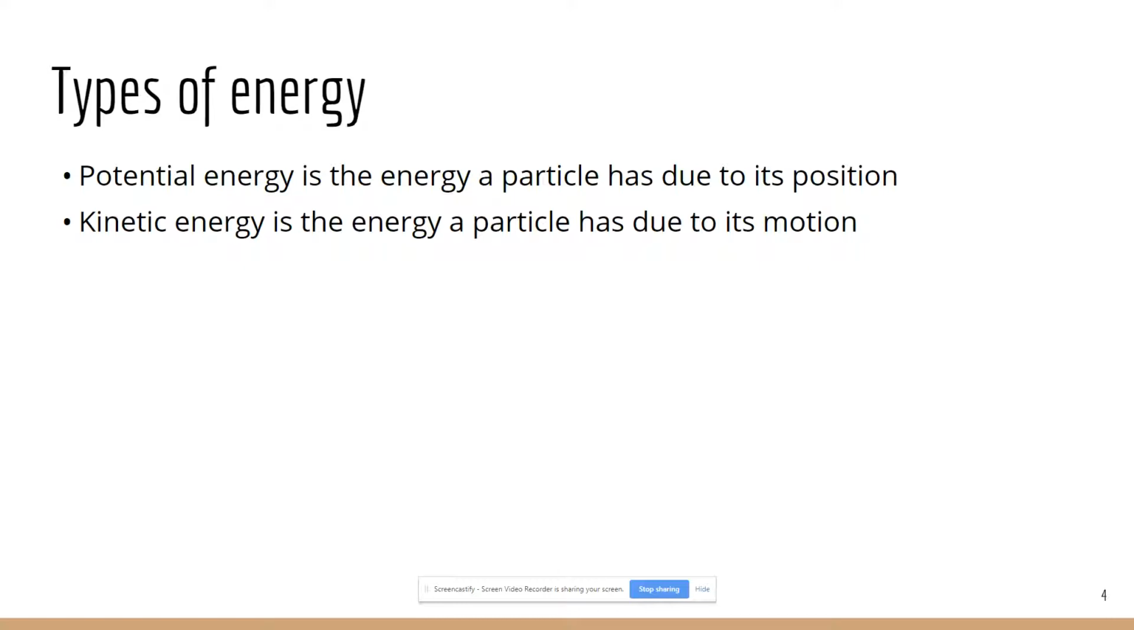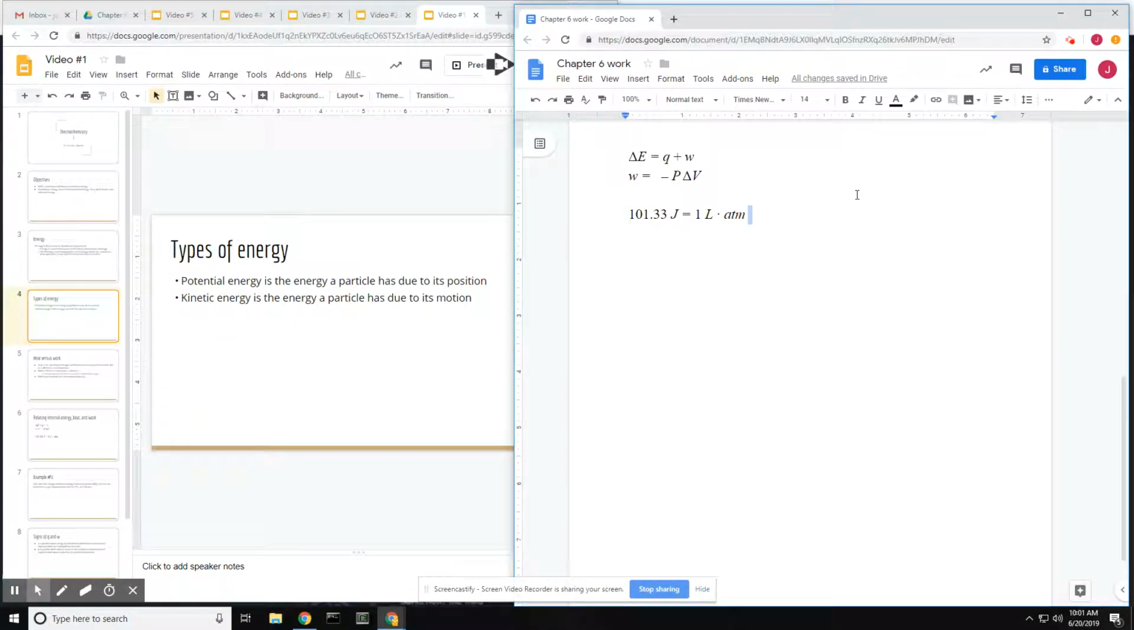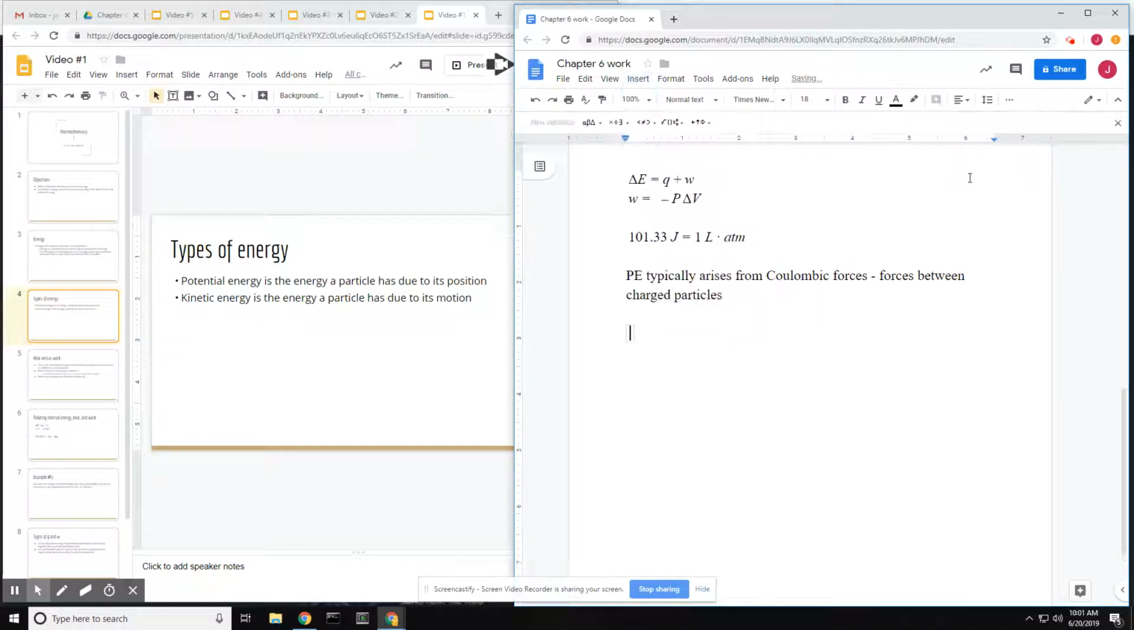All right, so we're going to be talking about two types of energy. The first is potential energy. That is the energy that a particle has due to its position. These typically arise from what's called Coulombic forces. Those are forces between charged particles. Whereas kinetic energy, we talked about this with gas laws last year, is the energy a particle has due to its motion.